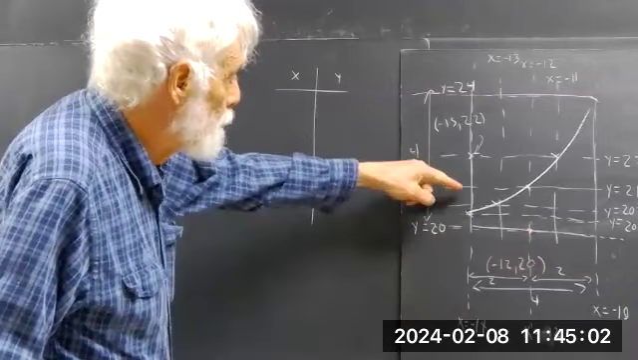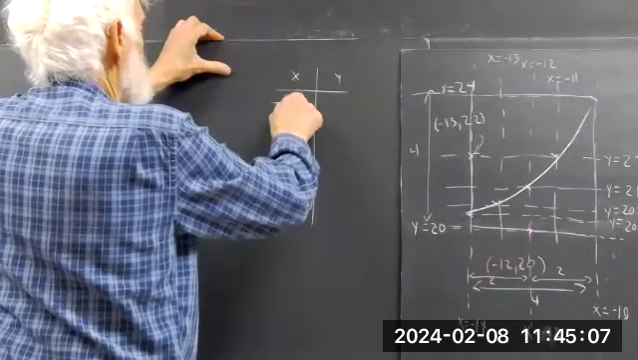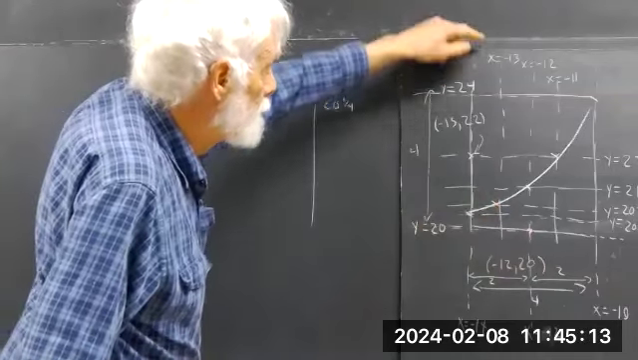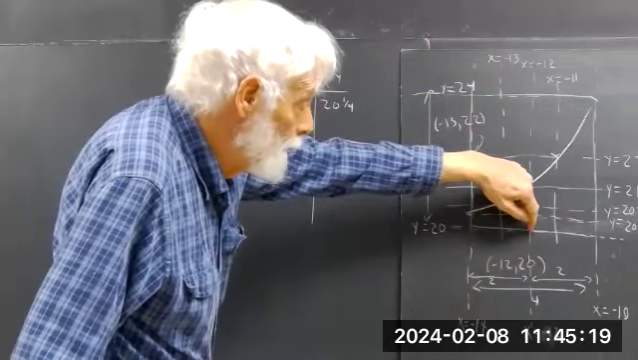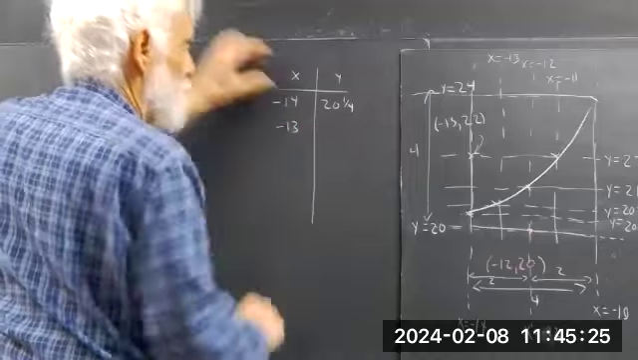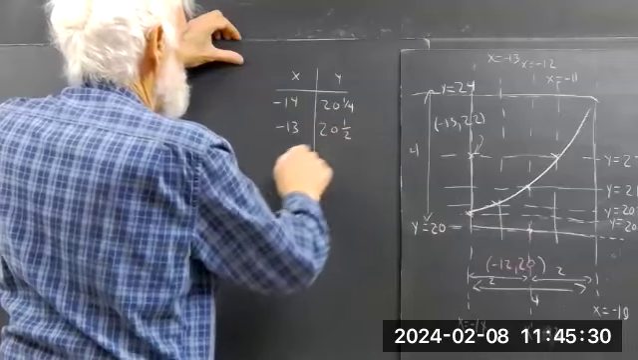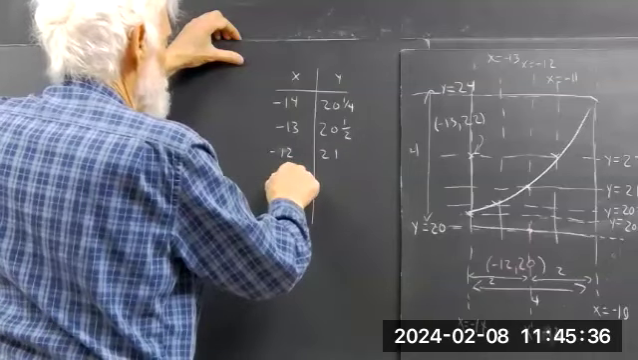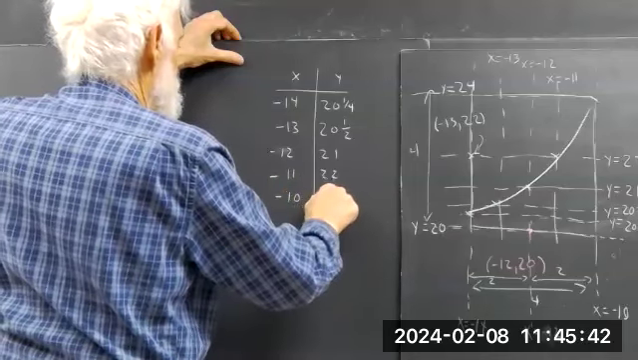This point X is -14 and Y is 20 1/4. Here, X is -13. If you got these labeled, you can read it off. You can also make sense of it, that it's -12 here and one to the left is -13. And it's 20 1/2. And then it's -12, 21, -11, 22, -10, 24.